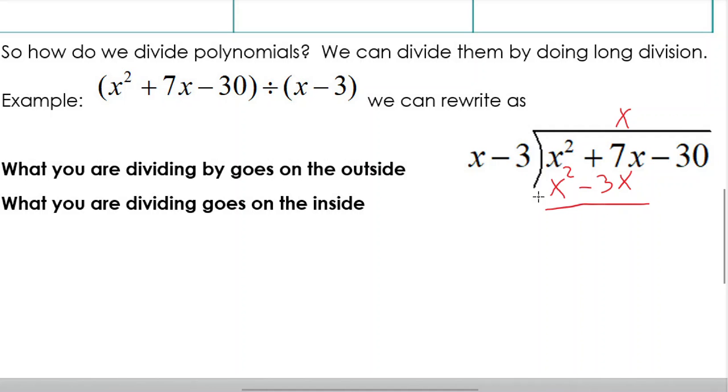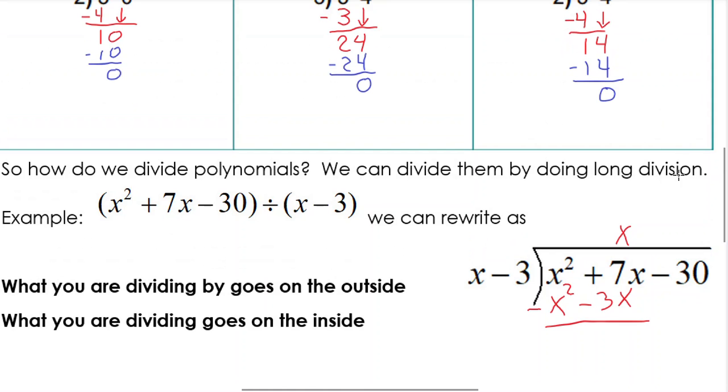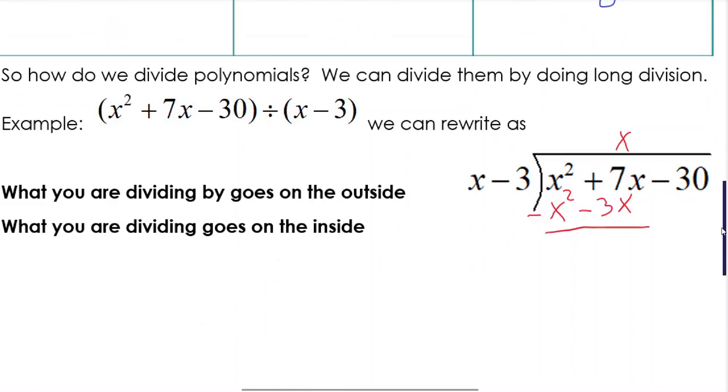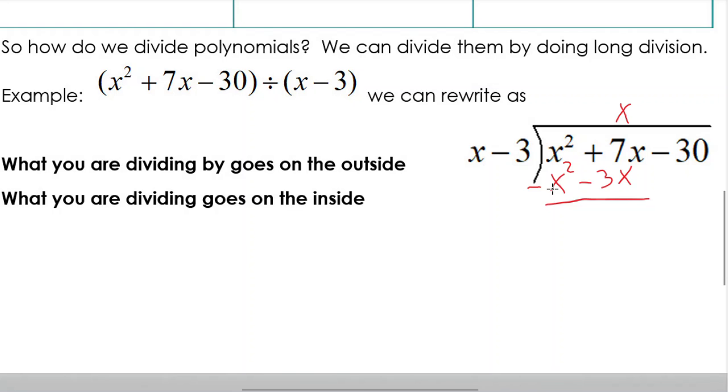Right? So now I subtract, just like how we did up here, just like in our long division problems up there. x squared minus x squared, those cancel out, which is what we want. 7x minus negative 3x. Well, I know if I minus a negative, I have to do the keep change, right? So 7x plus 3x now will give me 10x. And just like in my long division, I bring down what's left over.